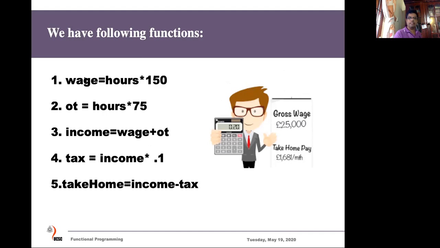We need to calculate the salary wage: the working hours multiplied by the rate. This is how we get the salary for OT hours, that is OT hours multiplied by the rate of OT. Income is normal wage plus OT. Then by giving the income, we need to calculate the tax. Then basically the take-home salary of the employee is the income minus tax. So these are the functions we need. The higher-level function is take home salary. So it takes two functions. In order to calculate these two, we can use the rest of the sub functions.